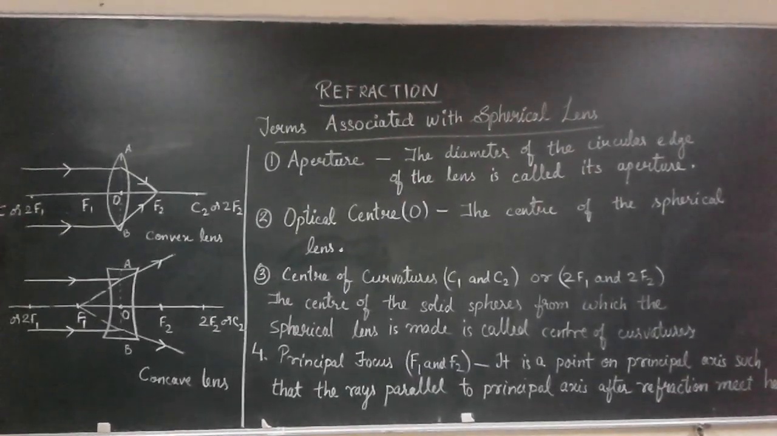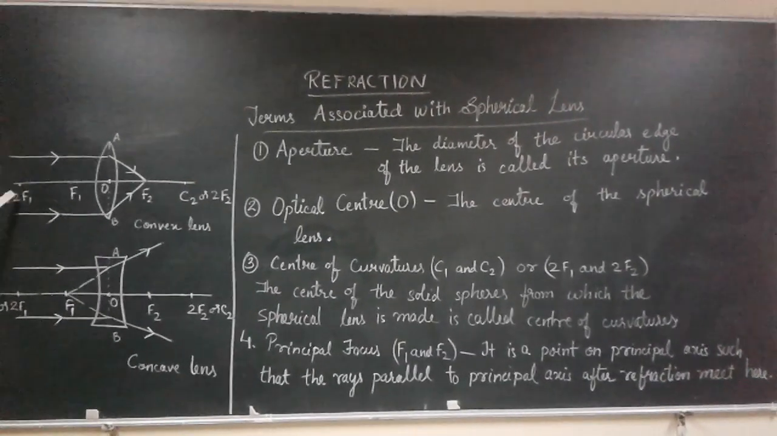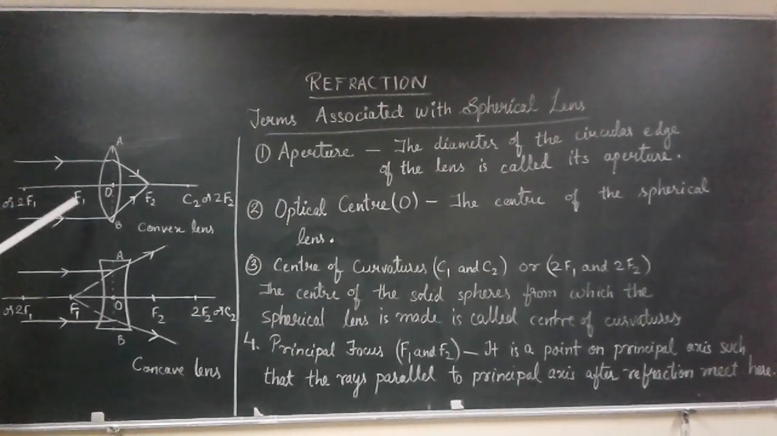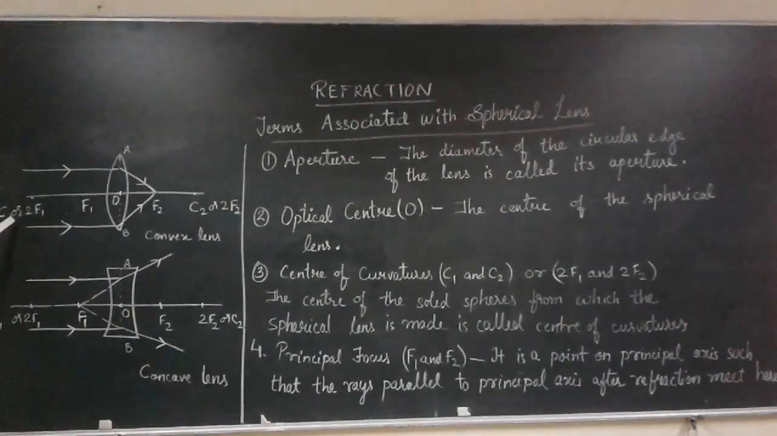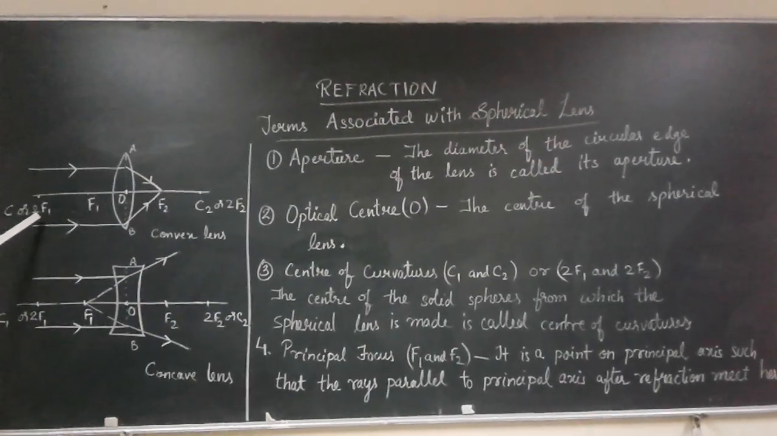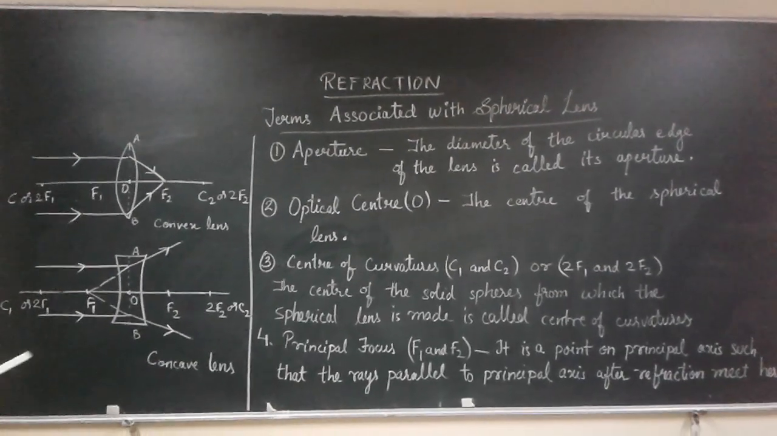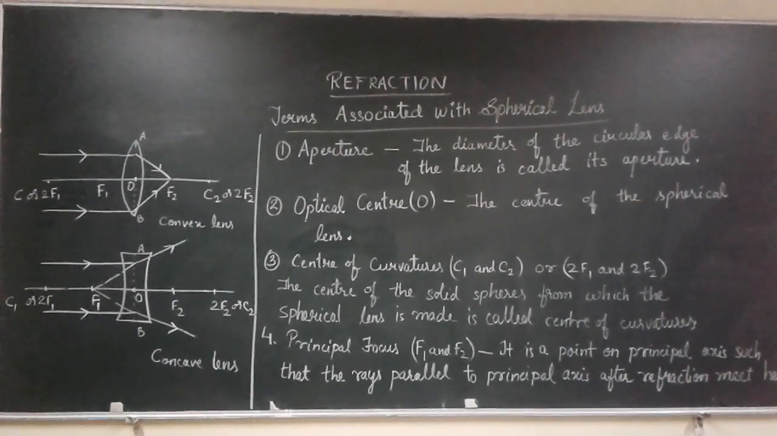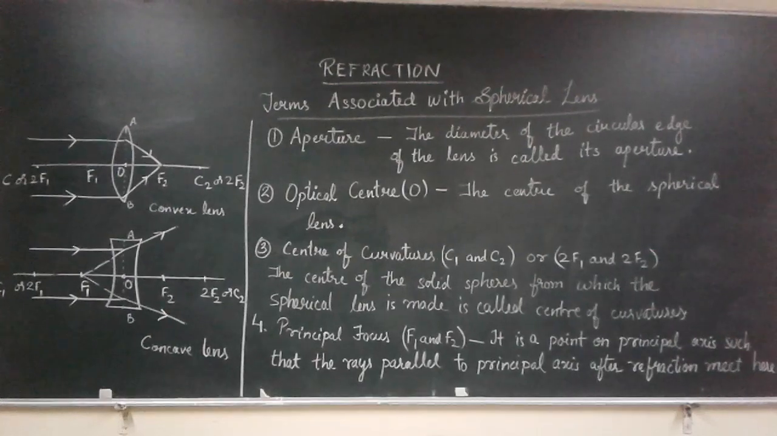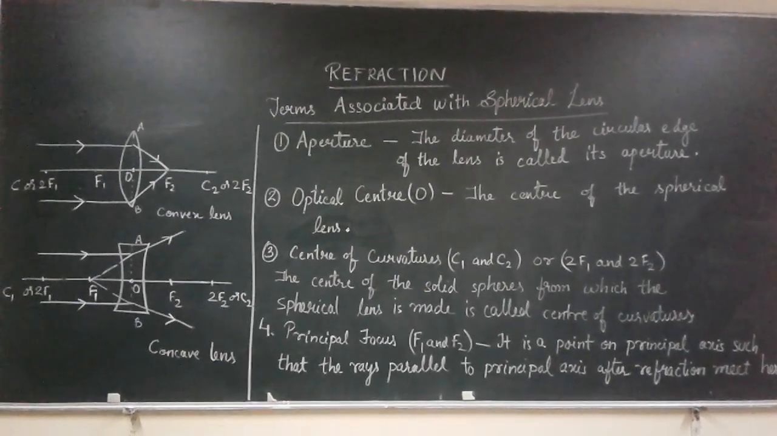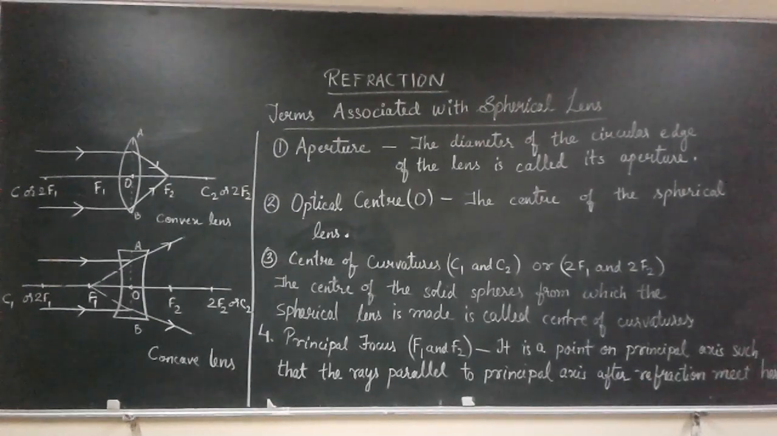The last point is the principal axis, and here the line that you can see which is passing through the center should pass through O and the center of curvature, that is C or 2F. So if the line passes through these two points, then it is known as the principal axis. All the distances and all the calculations will be measured with respect to this particular line.